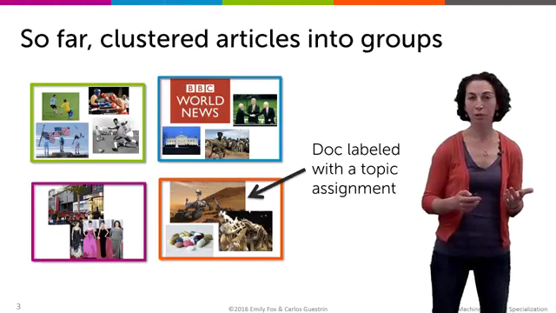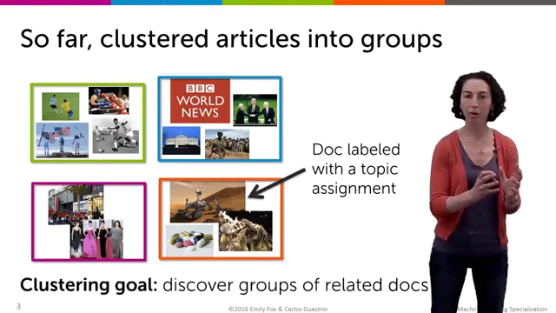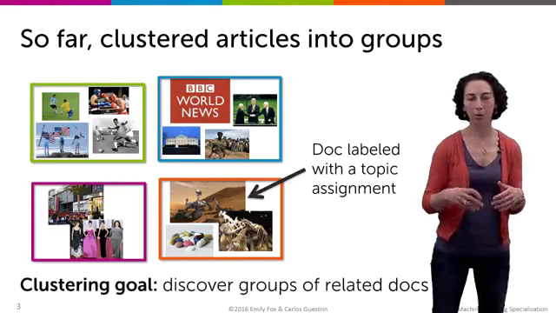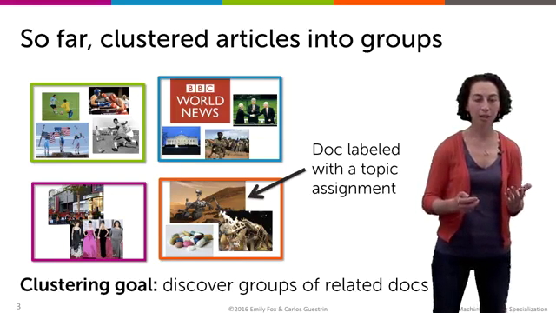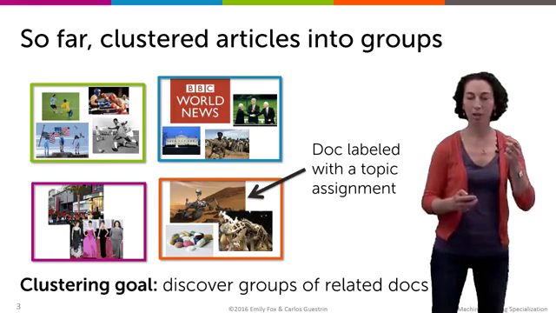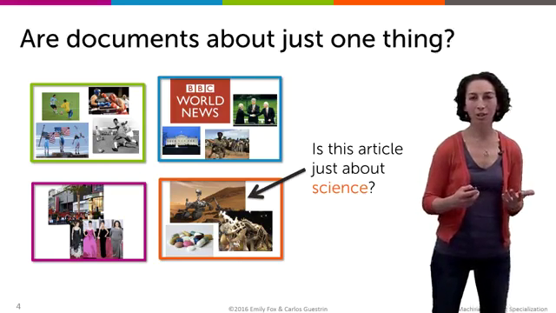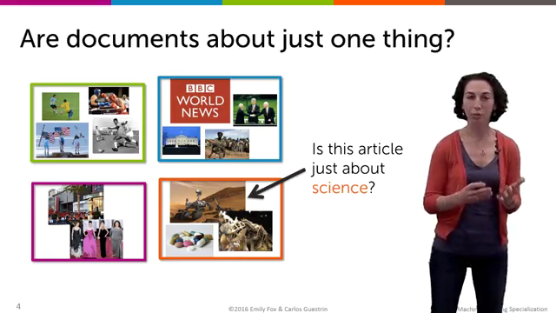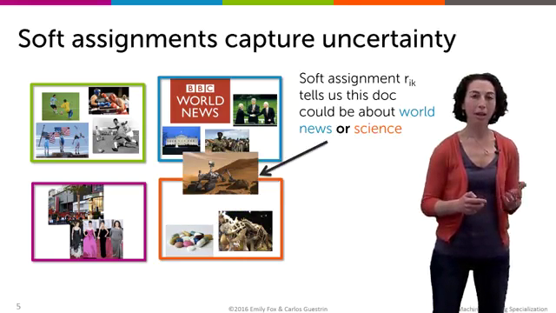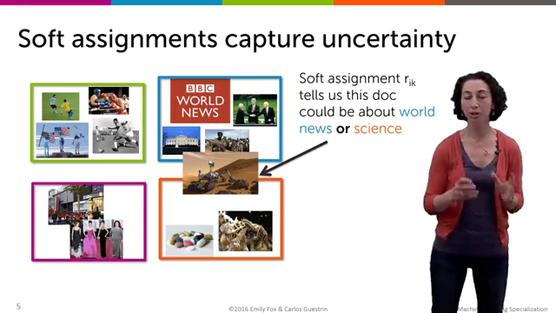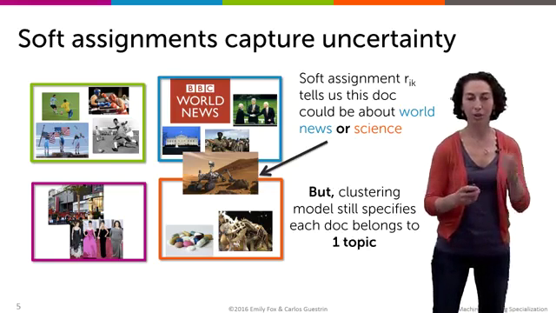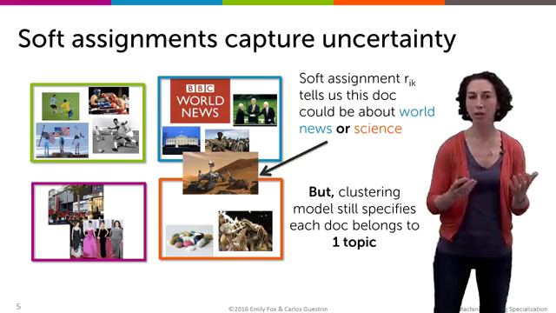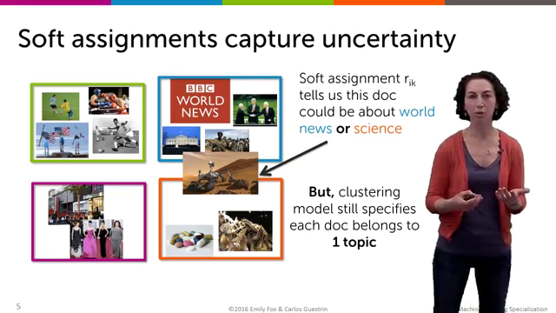So far, we've described clustering models, where the goal is to group related articles into disjoint sets or clusters, where these clusters capture the topics prevalent in the corpus. And in this context, every document is assigned to a single topic. A question, though, is an article really about just one topic, like science? In the last module, we talked about soft assignments capturing uncertainty in this cluster assignment. But the clustering model still assumes that each document is assigned to a single topic. We might just have uncertainty in what that assignment is from the observed data.